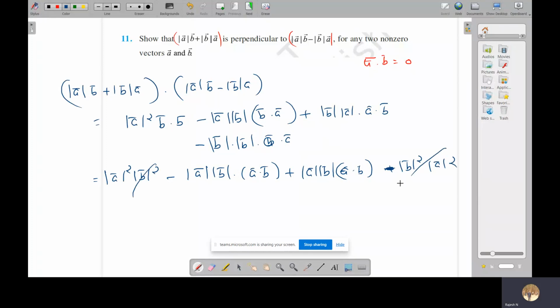So these two will cancel, these two will cancel. So the answer is 0. Since the dot product is 0, what can we say? This vector is perpendicular to this one. Therefore, modulus a bar into b bar plus modulus b bar into a bar is perpendicular to modulus a bar into b bar minus modulus b bar into a bar. This is the answer.